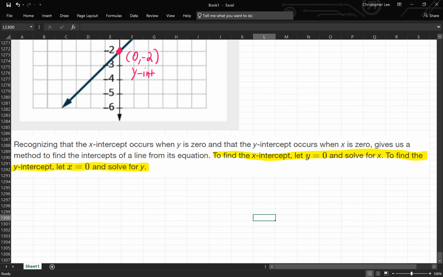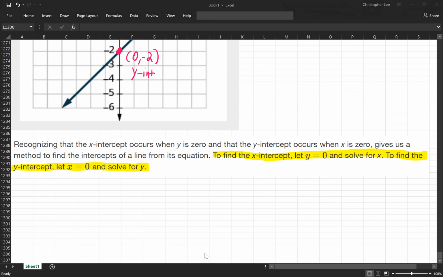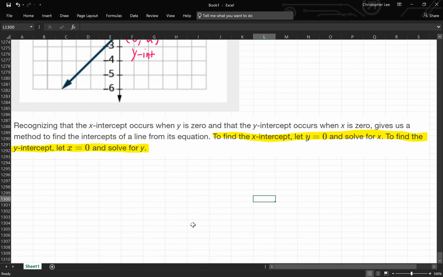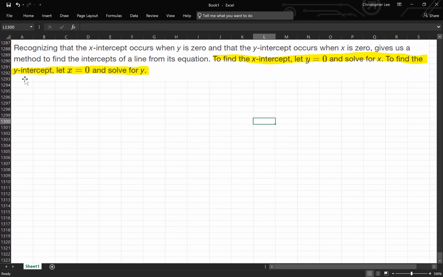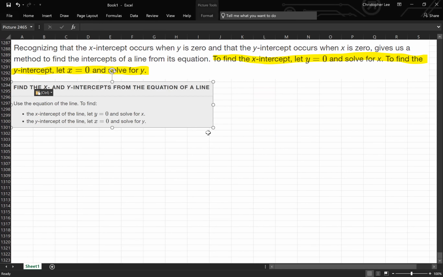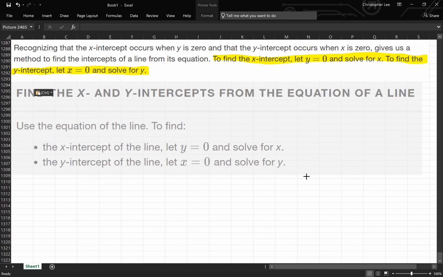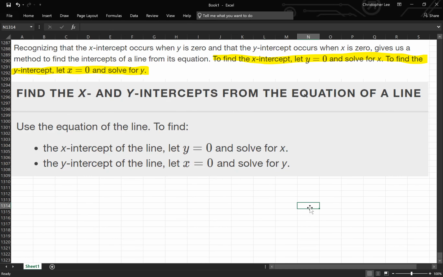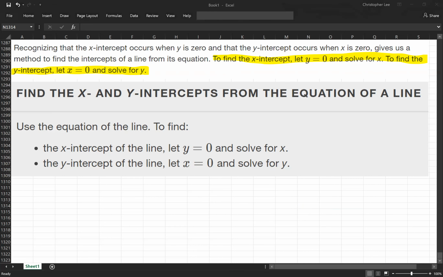All right? Let's try that out. But I know someone here didn't hear me, so we're going to say it one more time. Find the x and y intercept from the equation of a line. Use the equation of the line to find the x-intercept: let y equal 0 and solve for x. The y-intercept of the line: let x equal 0 and solve for y. All right? Now we good. Let's try this out.